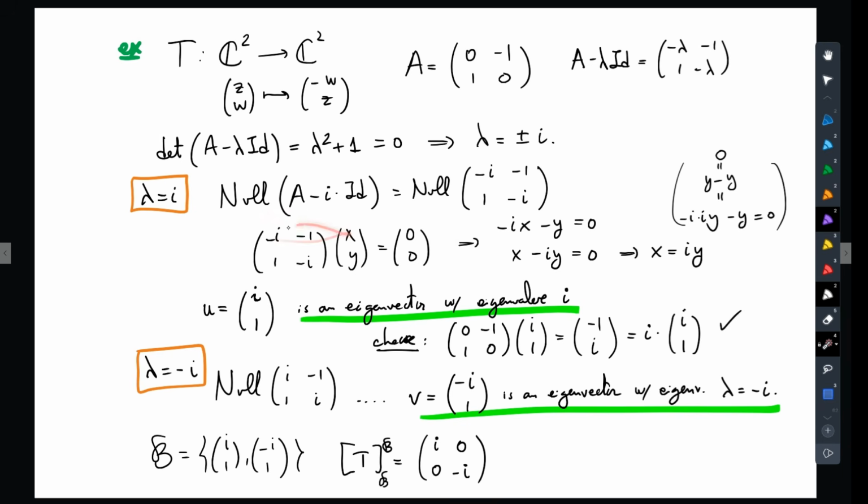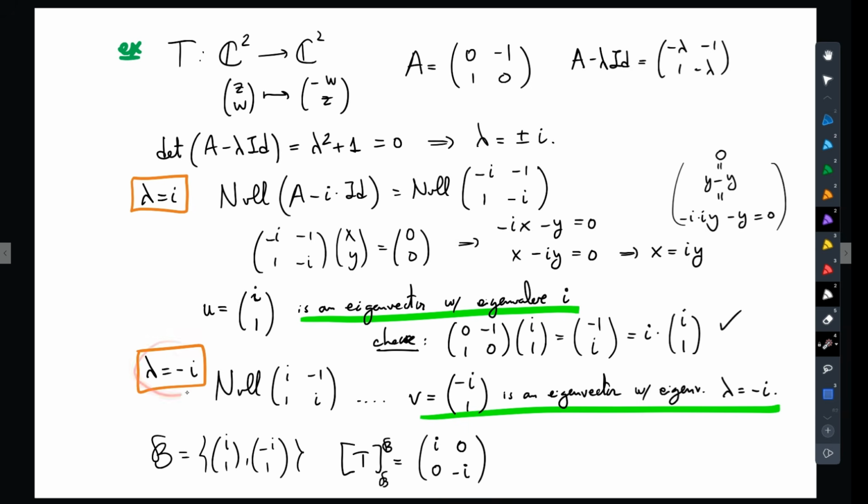That gives me the first condition, that minus ix minus y is 0, and the second condition tells me that x minus iy is 0. And you see that in both cases, what it's telling me is that x equals iy. So if I pick y to be 1, then x will be i, and this vector is indeed an eigenvector with eigenvalue i. I can check: multiply my matrix times (i, 1). It gives me (minus 1, i), which is in fact i times my original vector. So this vector is an eigenvector with eigenvalue i.